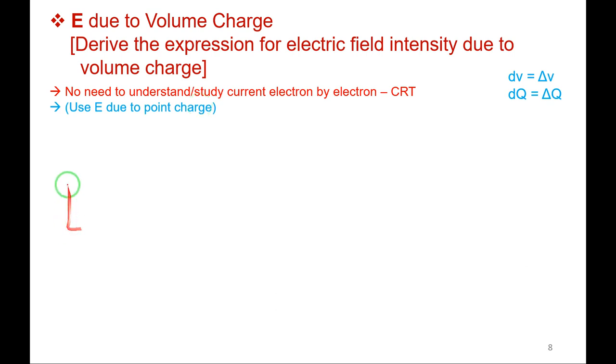This we have seen. Then next we will try to find out the electric field intensity due to volume charge. This is one way of asking the question. Another way: derive the expression for electric field intensity due to volume charge. Before going for the derivation, I want to make some things clear. For this derivation, we will be using the electric field intensity due to point charge formula. We already have E due to point charge, and we will make use of that formula in the derivation.